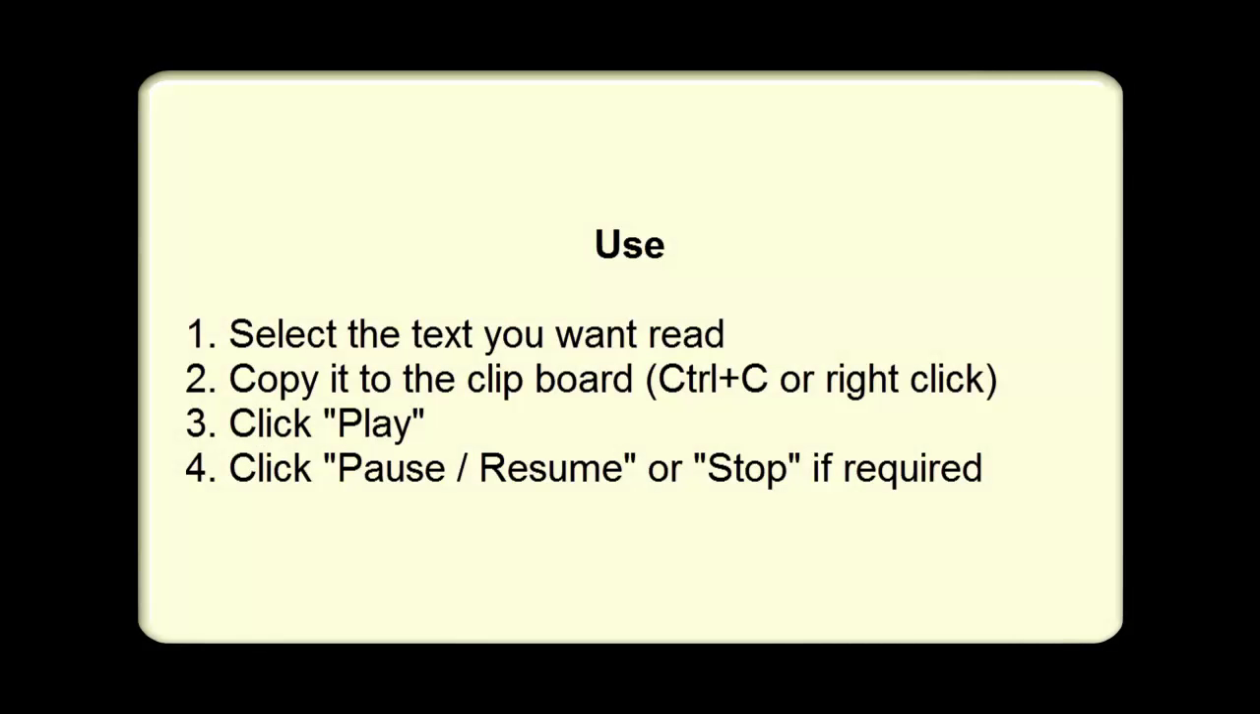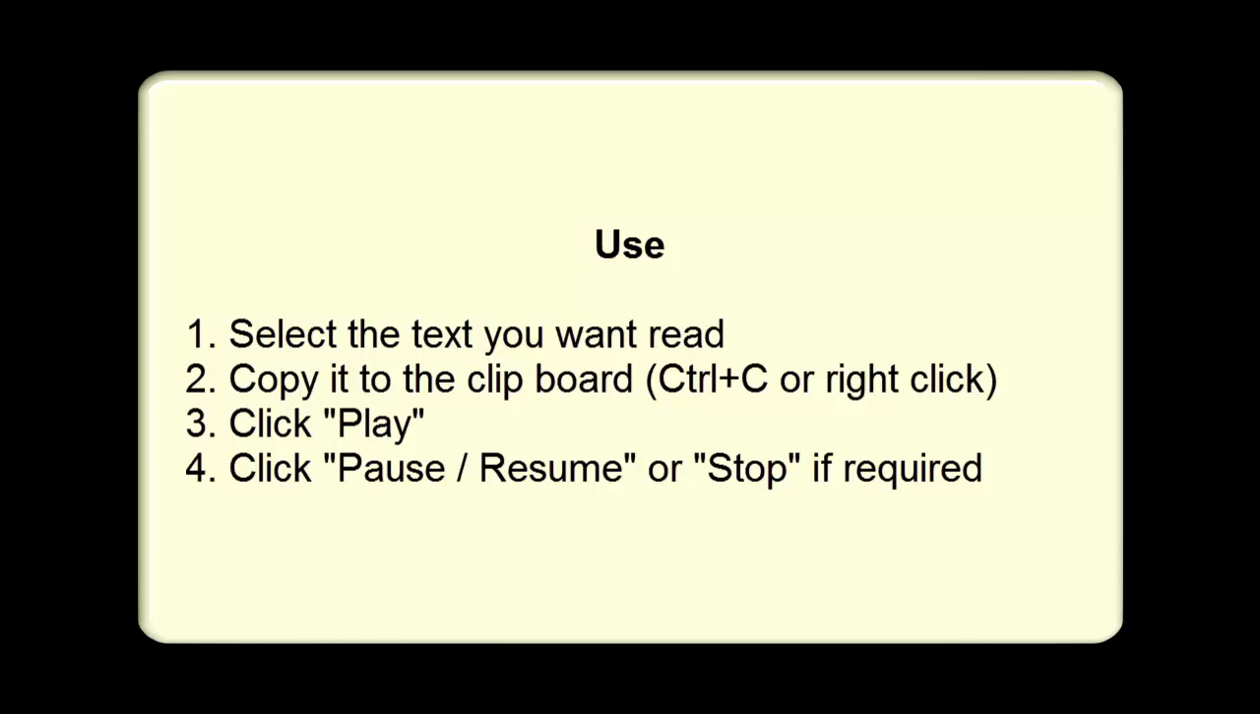Okay, so now it's just time for a quick review of the things we've looked at. Remember, Orato is a very simple tool. So if you actually want to use it, all you need to do is select the text that you want read, copy it to the clipboard. You can do that with Control-C, or you can right-click. Then you simply need to click play.